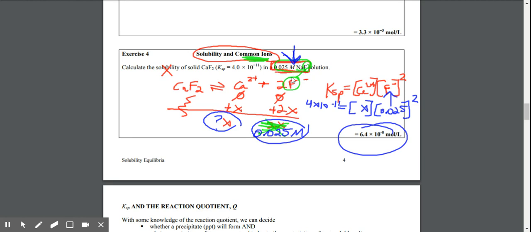And how I know it's a common ion question is because you're solving for solubility, you're given a KSP value, but you're given another piece of information. And that piece of information has something in common with what I have in the reaction. So that's how I know to use this approach.